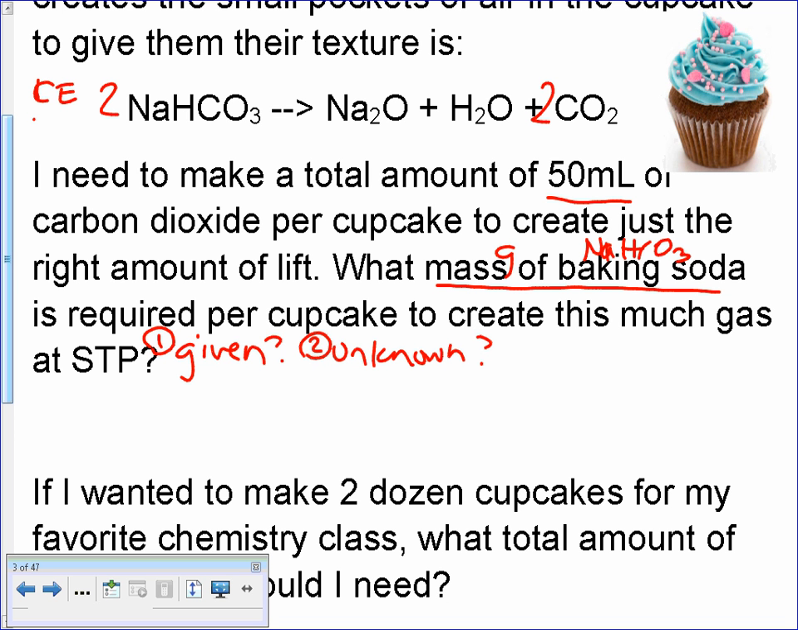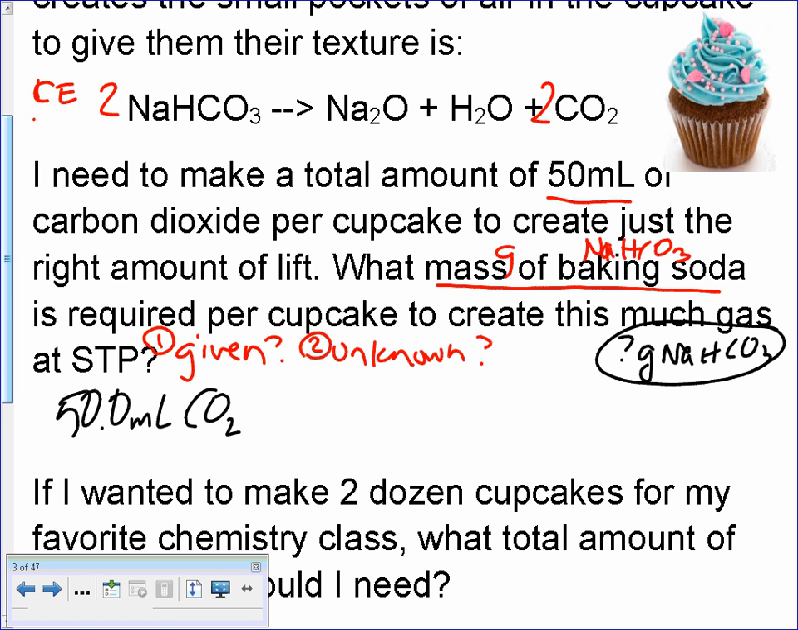So my given, I'm going to start with here. You always start with your given because you can't start with a question, right? So the given is 50.0 milliliters of CO2. Before I move any further, I'm just going to remind myself my grams of NaHCO3 are what I'm looking for. All right, so I can't do anything with milliliters. What is the next unit you think we should go to get me to something usable for stoichiometry? Liters, right? So how do I get to liters?